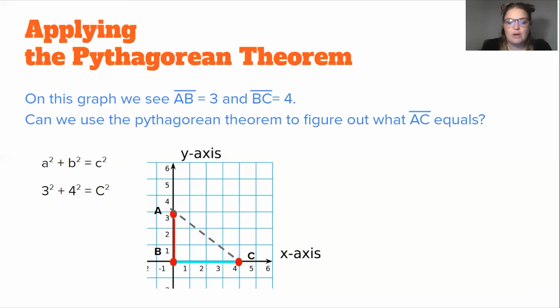So 3 squared plus 4 squared equals C squared gives us 9 plus 16 equals C squared. Then we can add 9 and 16 together, which gives us 25. So C is going to be equal to the square root of 25.